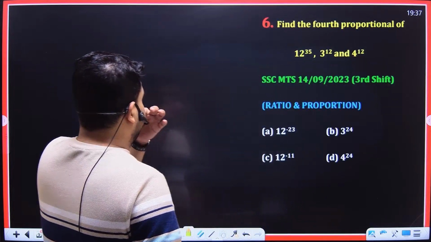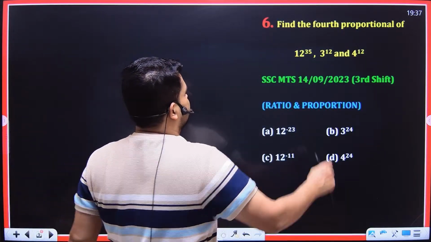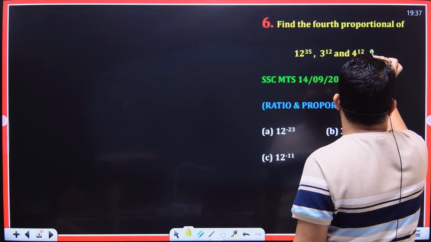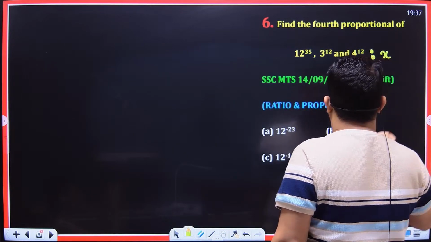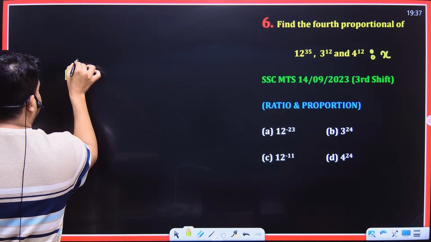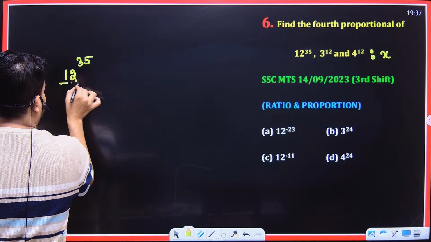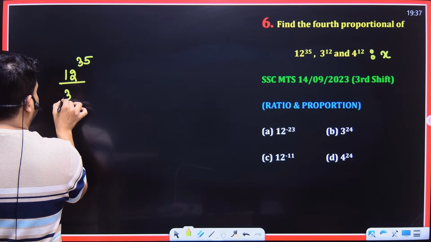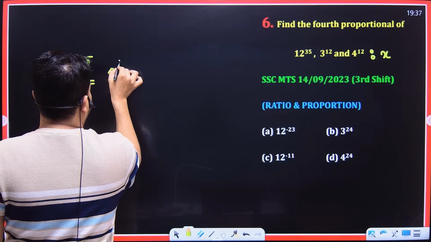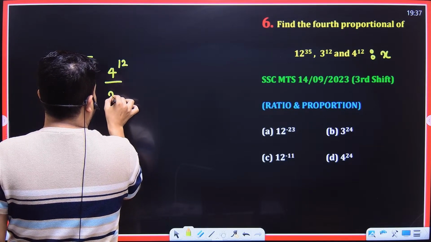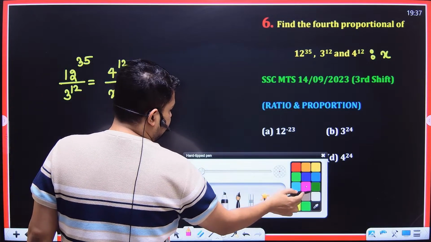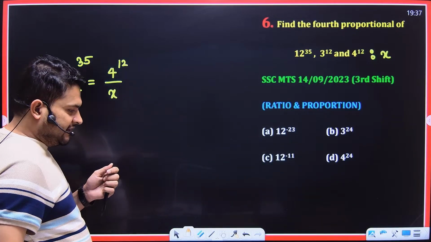Next, find the fourth proportional of, if this one is first, this one is second, this one is third, we have to calculate the fourth proportional. Say x is the fourth proportional. It means 12 to the power 35 upon 3 to the power 12 is equal to 4 to the power 12 upon x. We have to calculate the value of x here. Can anyone tell me the answer?